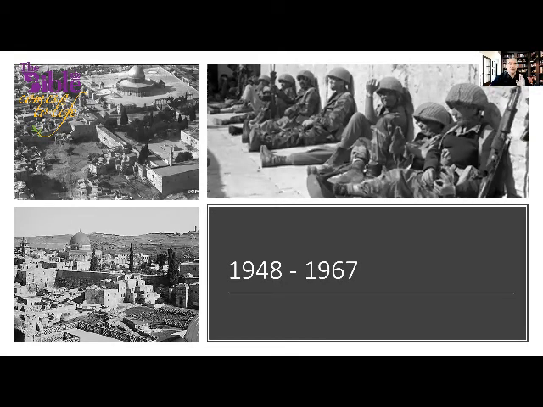So this is how the city looked like in 1948. You can see the neighborhood I was talking about. This is the Western Wall. This is here Mount of Olives. Today it's all built up. And in 1948, all the Jewish access to the wall was this little sliver between the neighborhood of the Mugrabis and the Western Wall.